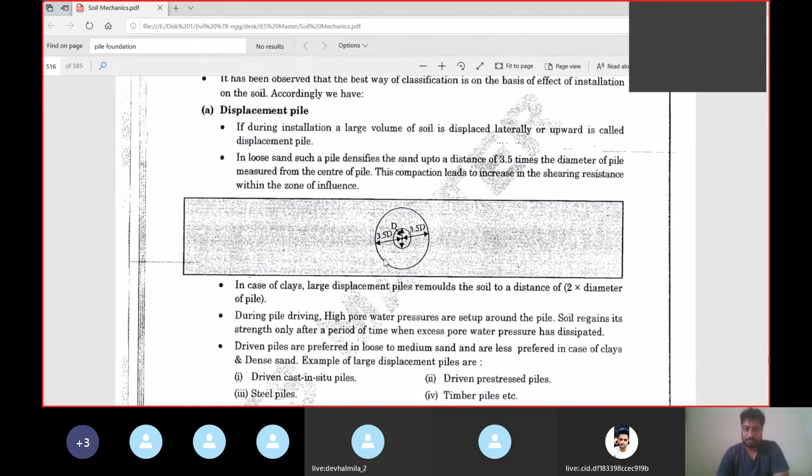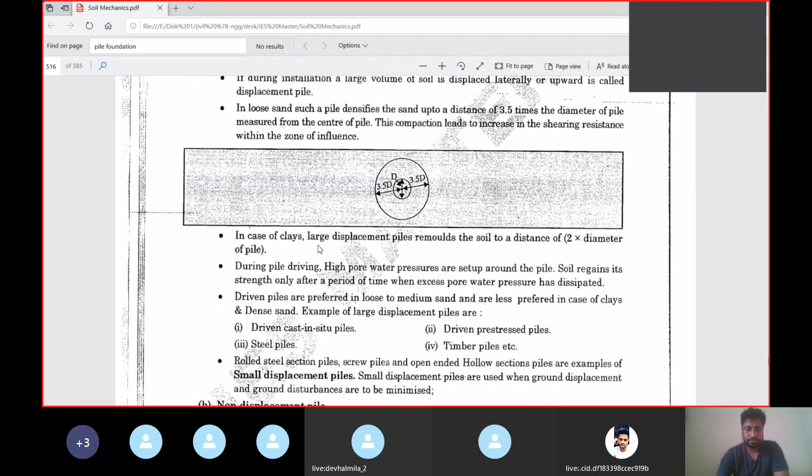So in case of your displacement pile, and when I'm saying displacement pile, you must remember this point: when a pile is displacing the soil mass, it will compact up to 3.5 times the diameter. That means that region will get densified up to 3.5 times the diameter, where d is the diameter of the pile shaft.